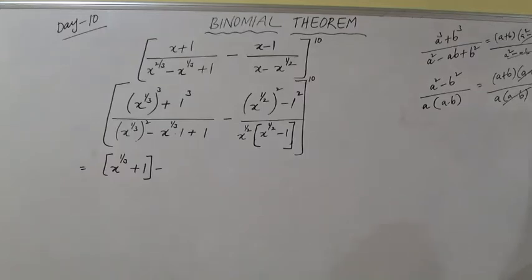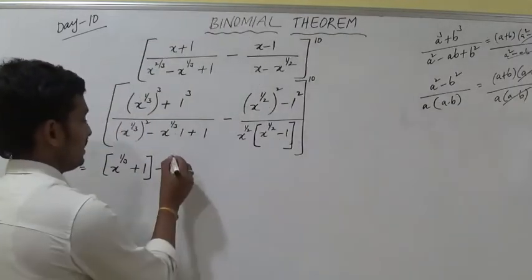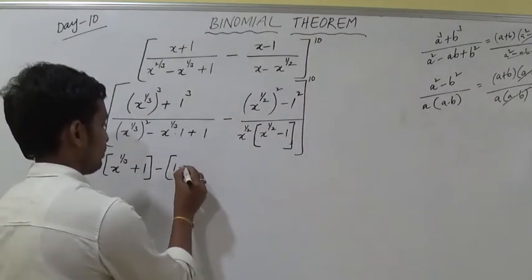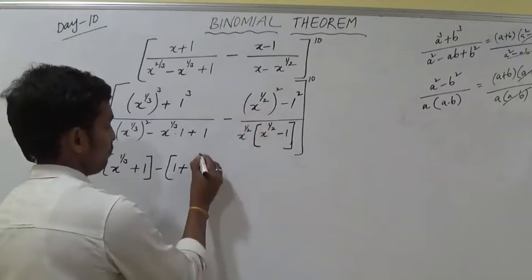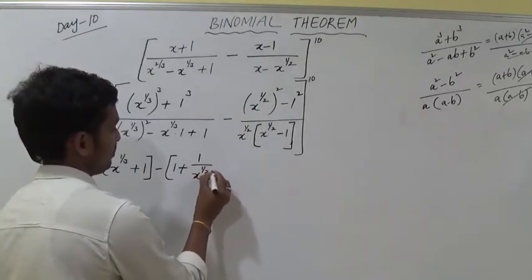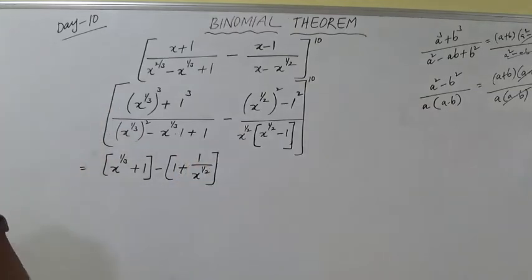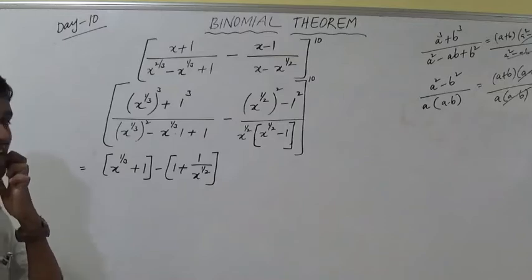Now I am writing partial fractions. A by a plus b by a. That means a by a are cancelled. 1 plus b by a. Am I right? 1 plus b by a. I am writing here 1 plus, what is b? 1 by, what is a? x to the power of 1 by 2. I hope you understand. These are the main important steps.